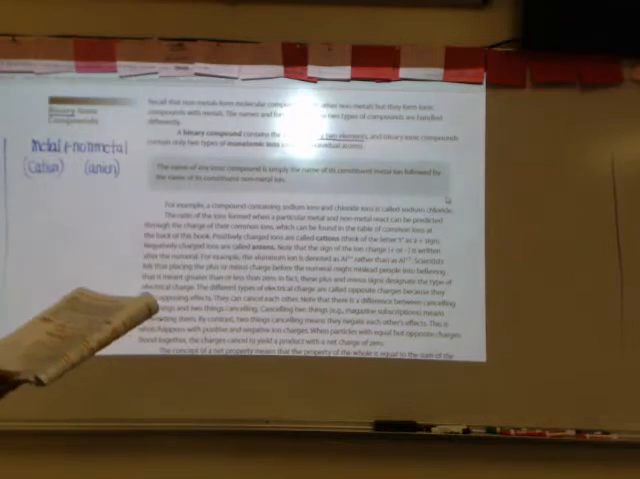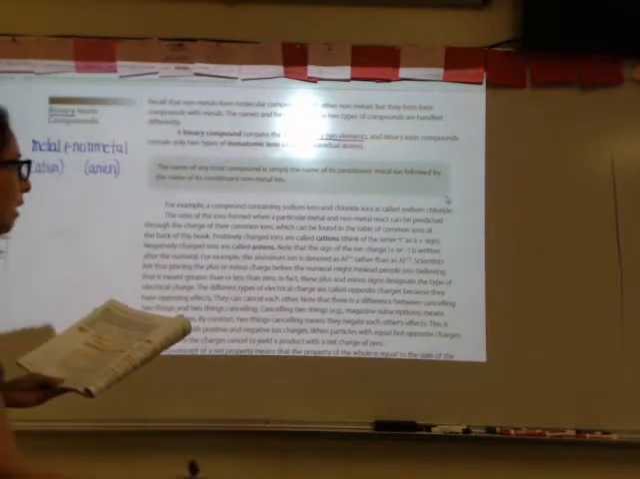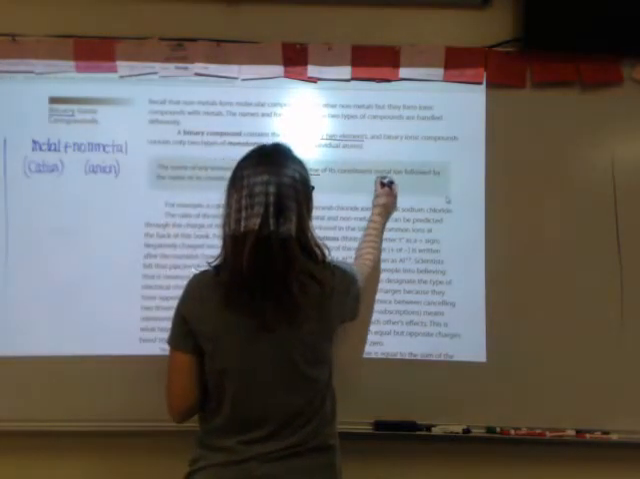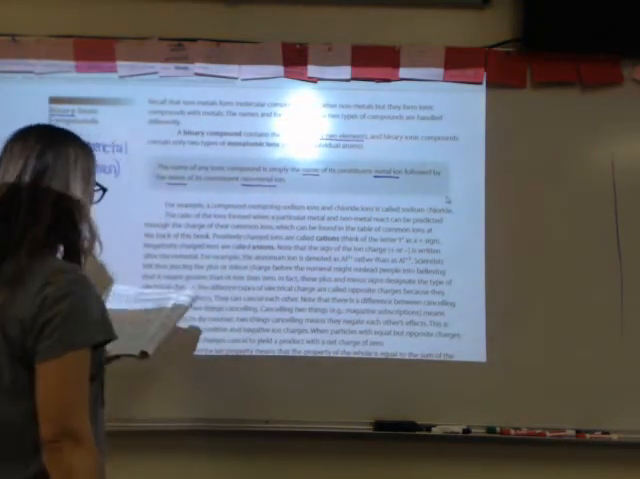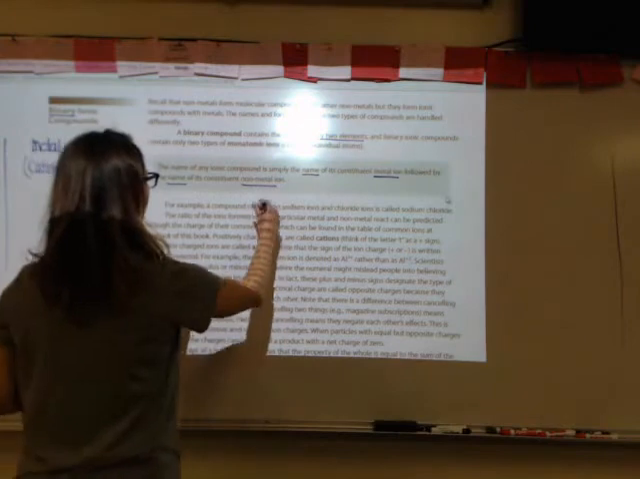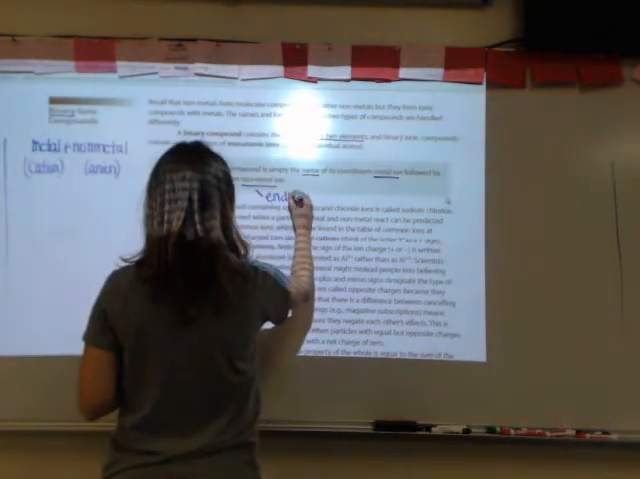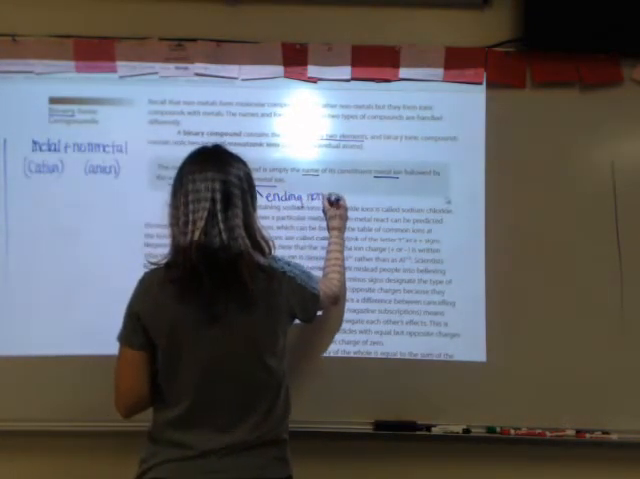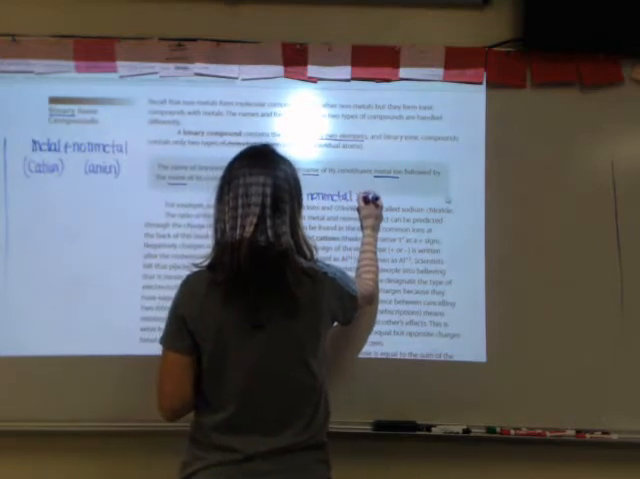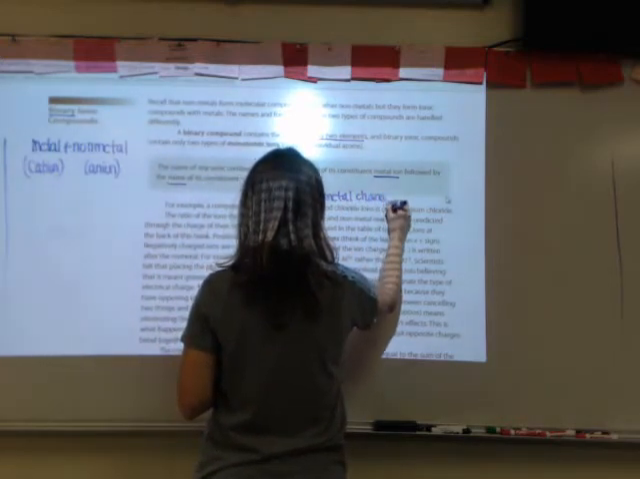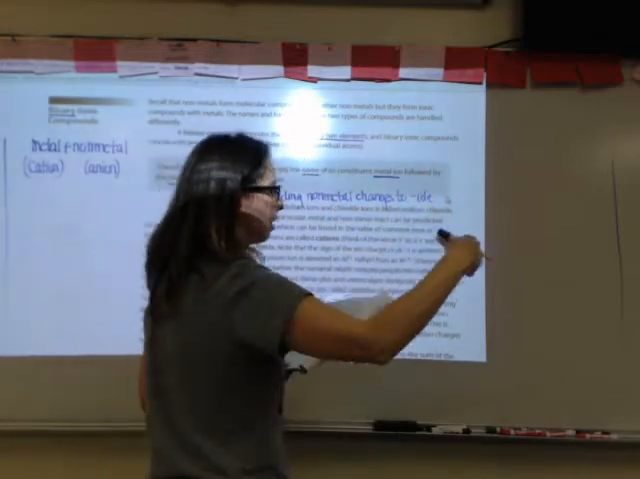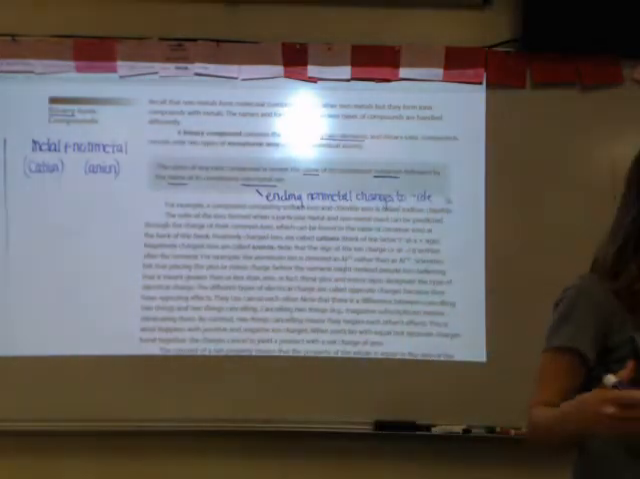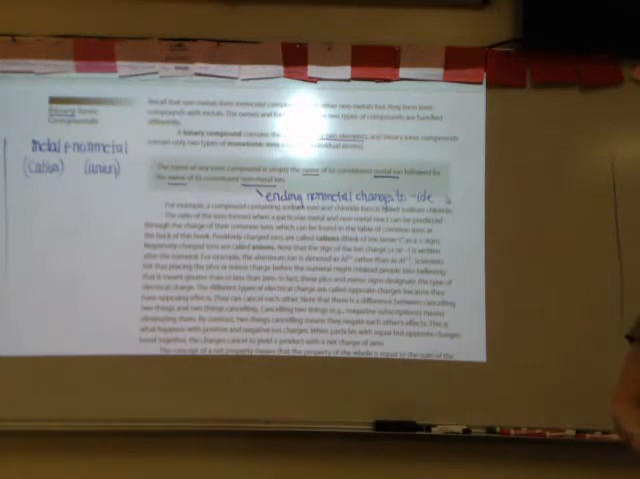Now, when we're naming these, you're going to name the metal ion first, followed by the name of the nonmetal ion second, and the ending of the nonmetal is going to change to "ide."